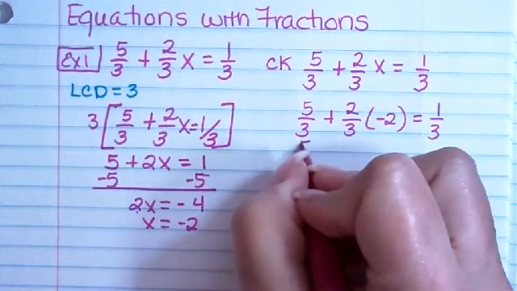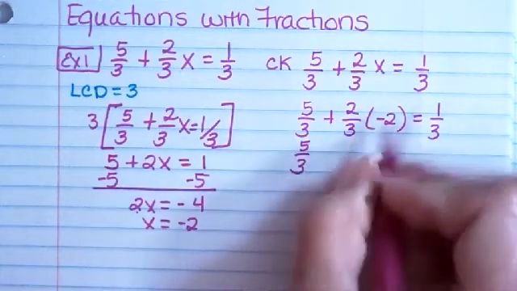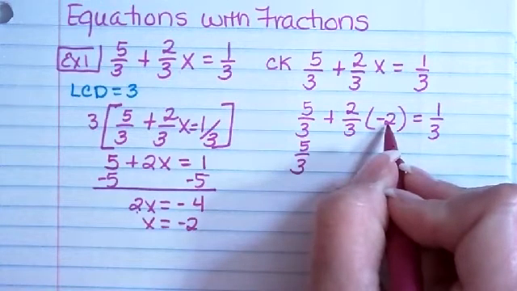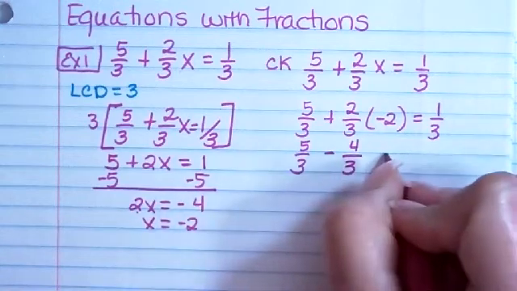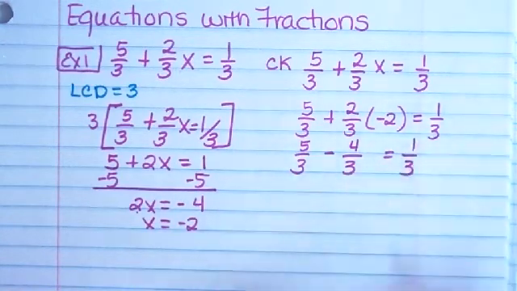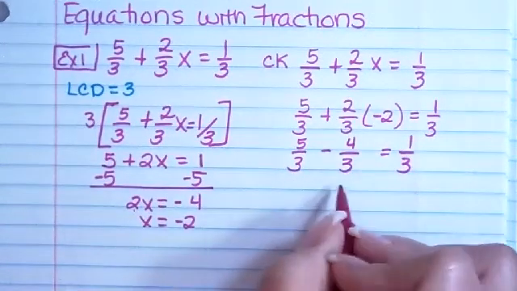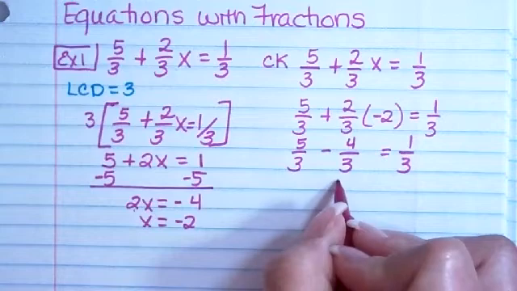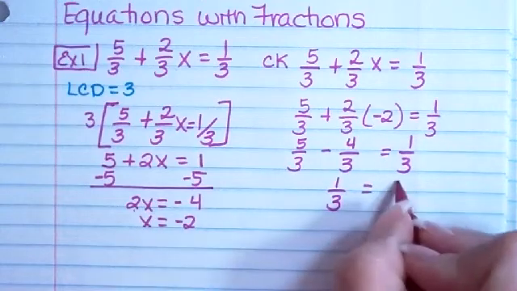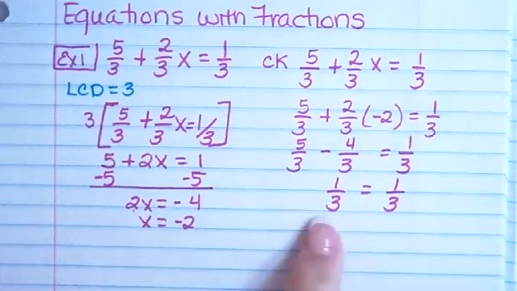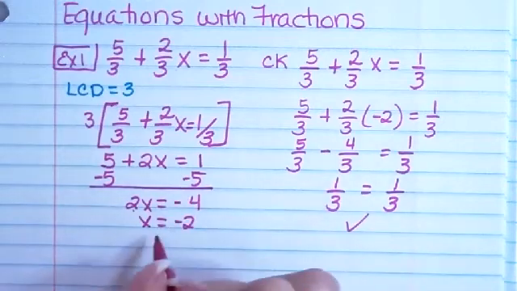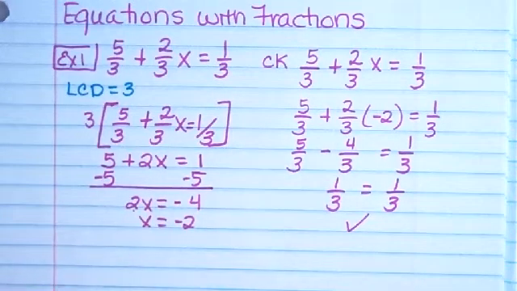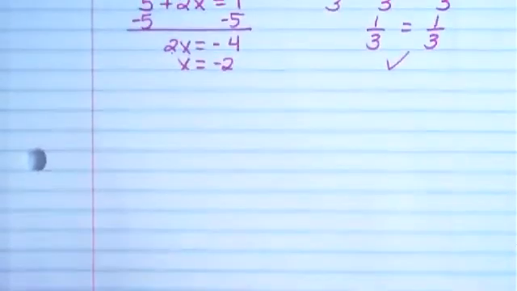So simplifying, that's going to be 5/3. Right here, +2/3 times -2 is -4/3, and it's equal to 1/3. Well, we know that 5/3 minus 4/3, just subtract your numerators and keep your denominator. So we've got 1/3 on this side, and we have 1/3 on the right side. The two sides are equal to each other, so I know this checks out, and x equals -2 really is the correct answer.